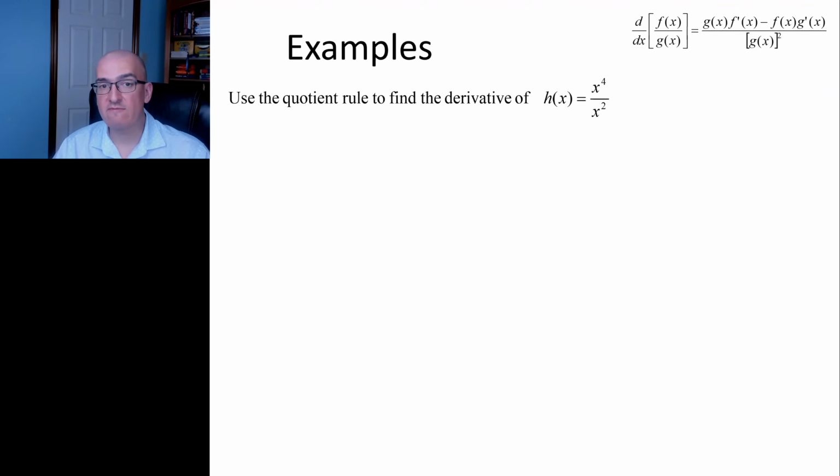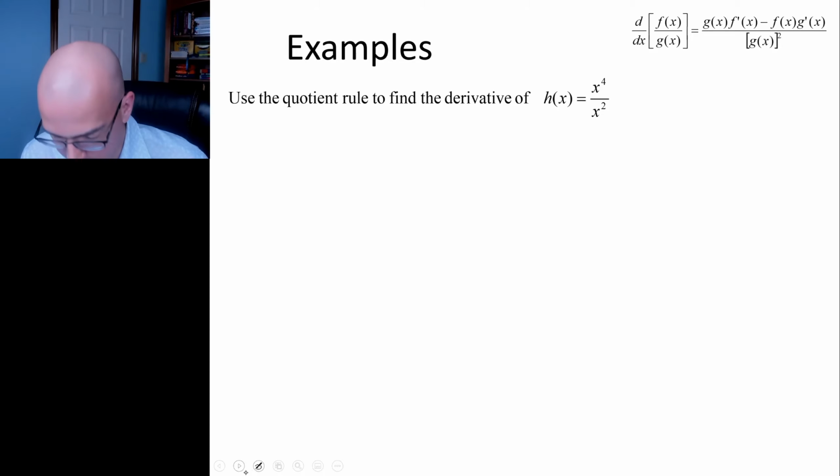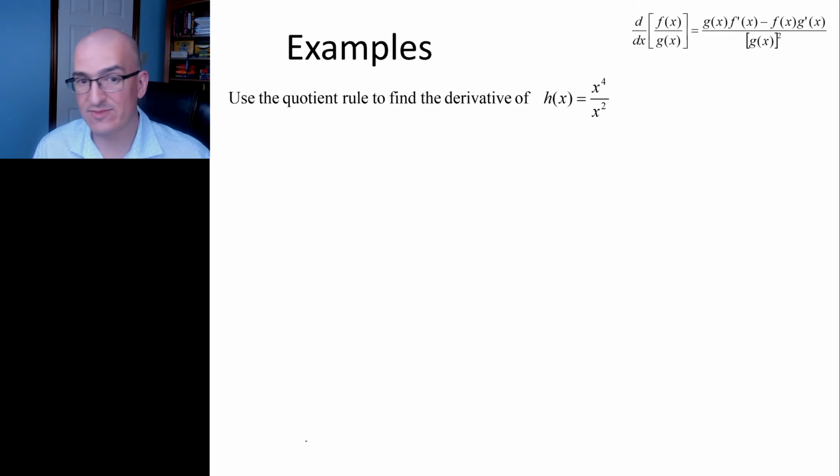We'll start with a very, very silly example where the quotient rule is completely unnecessary: x to the 4 over x to the power of 2. Why is it unnecessary? Because we can simplify first and then take the derivative. But this is a good test. This is a good verification process prior to looking at a proof. This gives us confidence that the formula is working.